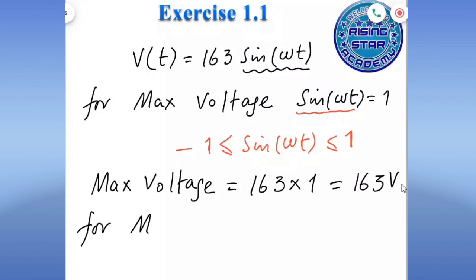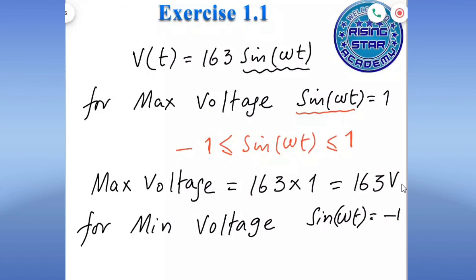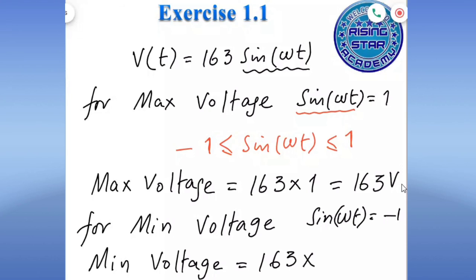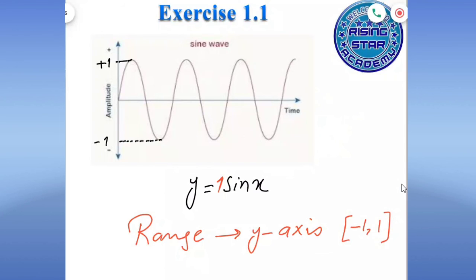Now, for minimum voltage, we will take sine omega t equal to -1, and so our minimum voltage would be equal to 163 times -1, so that would be -163. So here the 163 is showing the amplitude. I told you before the amplitude should be over there. Now at that place it's 163.